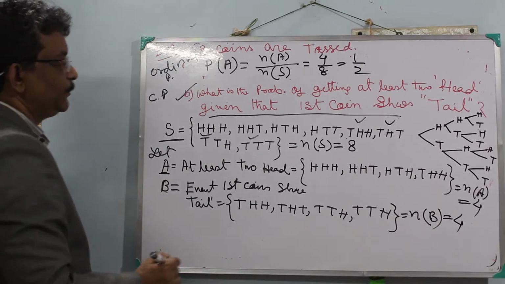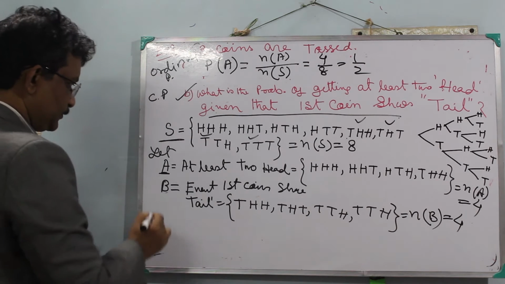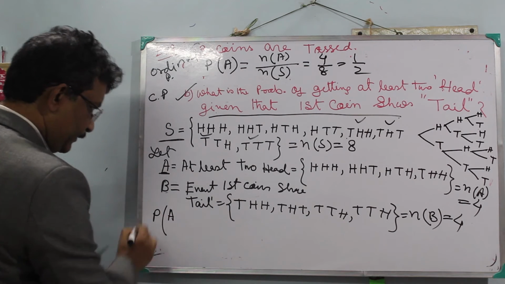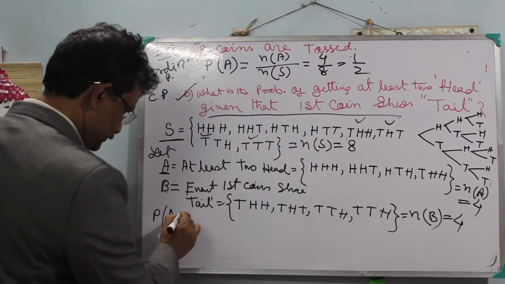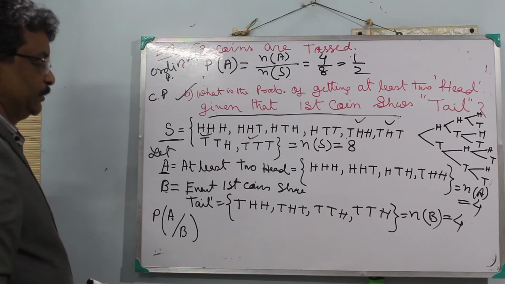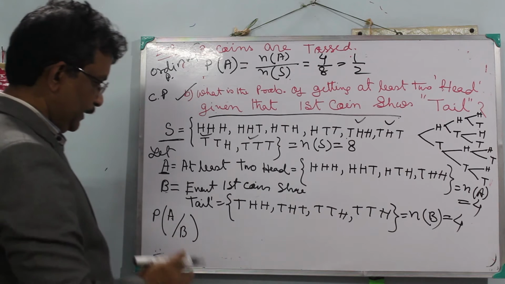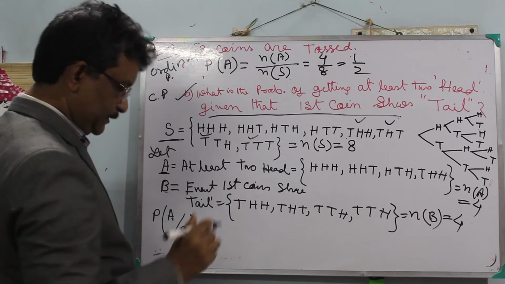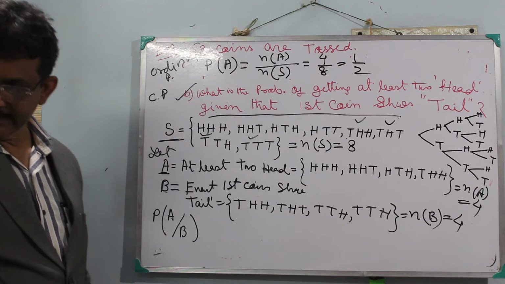Now what is the probability of getting at least 2 heads, that is probability of A, given that the first coin shows tail, given that B has occurred. So how do we calculate A intersection B? So what is A intersection B?